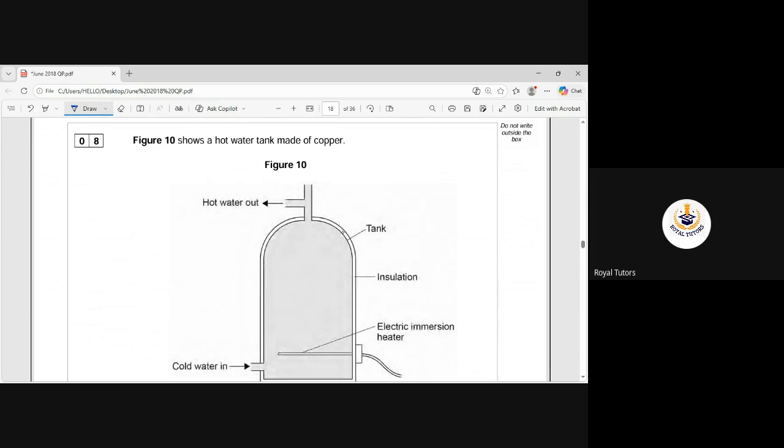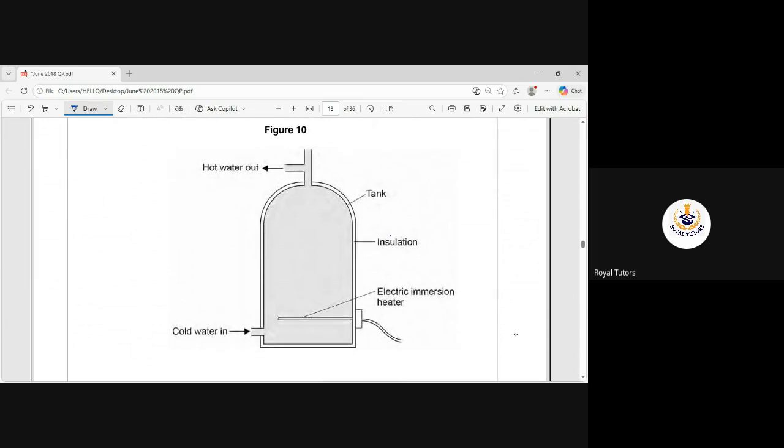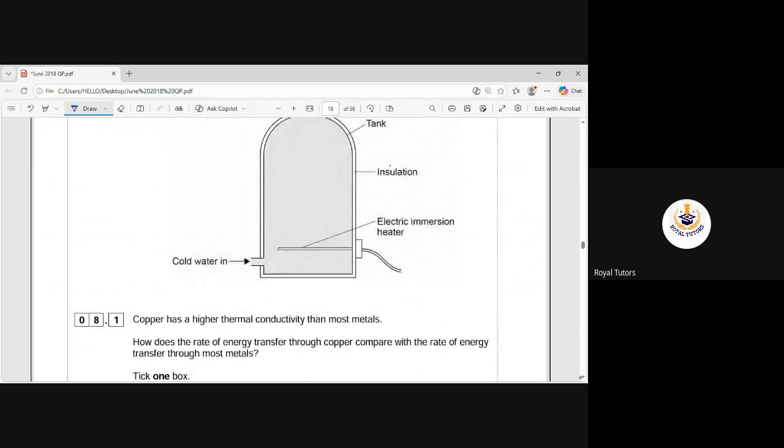The first thing you want to do here, you don't rush to just go and answer the question. The first thing you want to do is to study the diagram. You study the diagram quite very well. You can see where the hot water passes out through. This is the tank. You can see the insulation. You can see the electrical immersion heater. And you can also see where the cold water actually passes in.